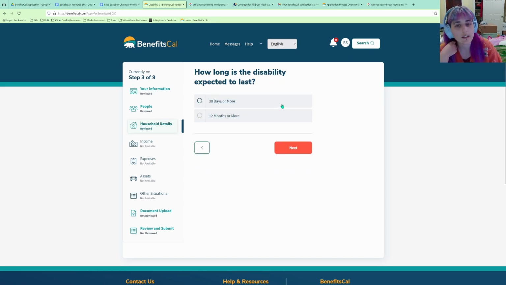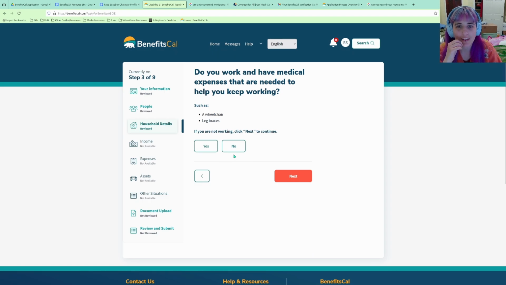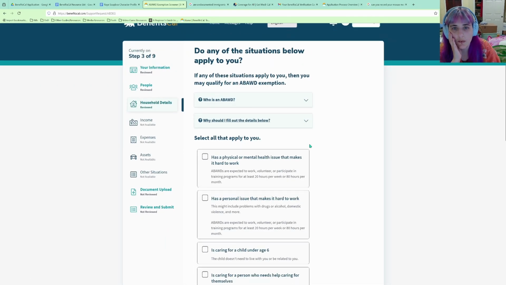Okay, how long is the disability expected to last? 30 days or more. Do you need care so that someone else can work or attend school? No. Do you work and have medical expenses that are needed to help keep you working? I don't work, so I would say no. Okay, moving on. Do any of the situations below apply to you?